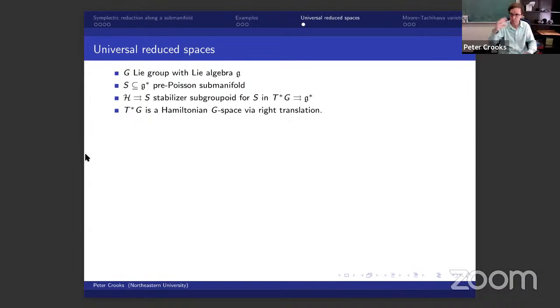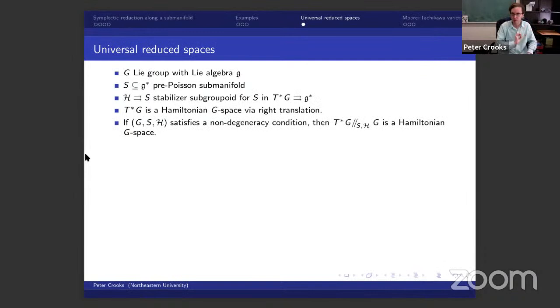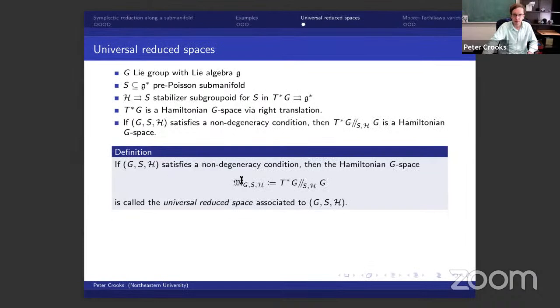But it's going to be a little bit more than that, because the cotangent bundle comes equipped, of course, with the left translation action of the group. And so that's going to induce a Hamiltonian action on the reduced space that I will have just constructed. So saying all that in a nutshell is that if this triple satisfies a non-degeneracy condition, namely is such that we can apply that theorem of Maxence and myself to it, then the corresponding reduced space is going to be a nice Hamiltonian G space. And by definition, I'm going to give it special notation. I'm going to write it like this. And we call it the universal reduced space associated to that triple, G, S, and H.